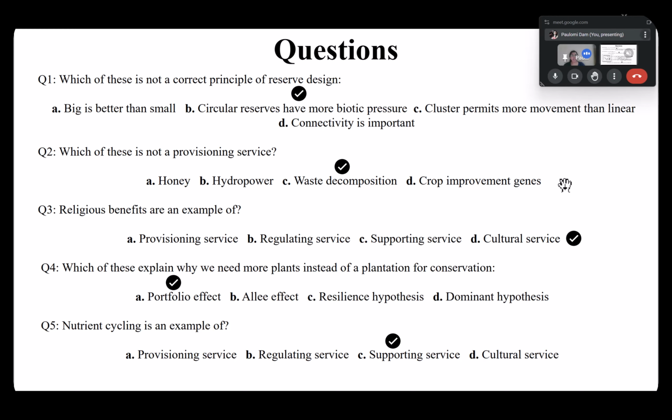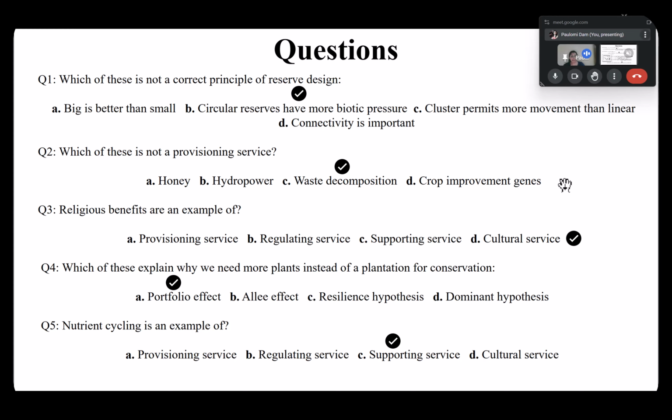Next is, which of these is a provisioning service? Honey, hydropower, compost improvement, these are directly used for provisioning services. Waste decomposition is rather a regulating kind of service, right? Okay. Next, religious benefits are an example of cultural service that we have discussed already.